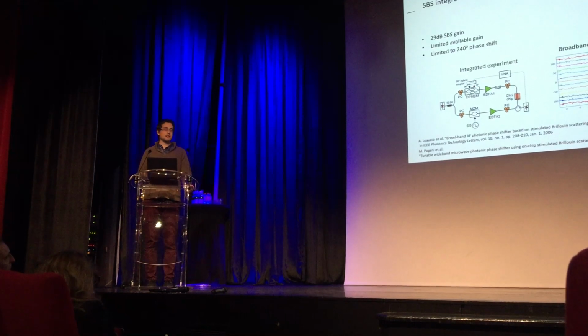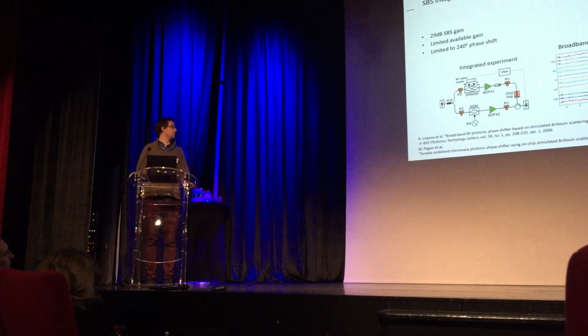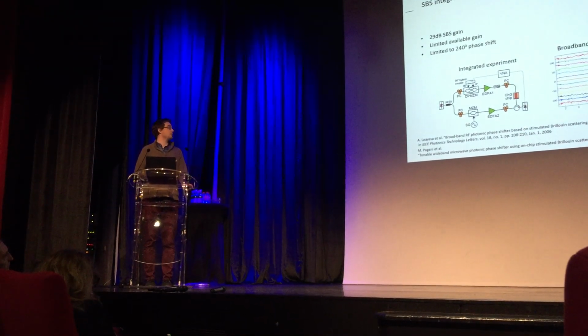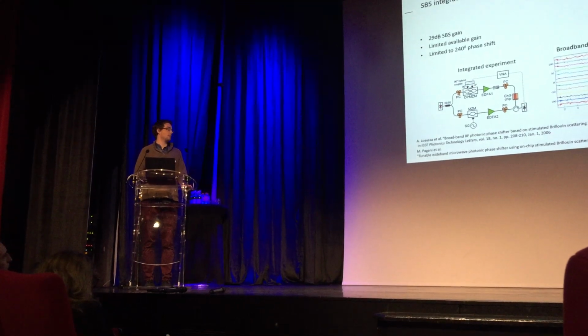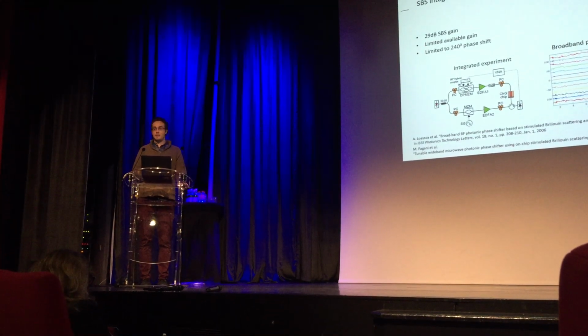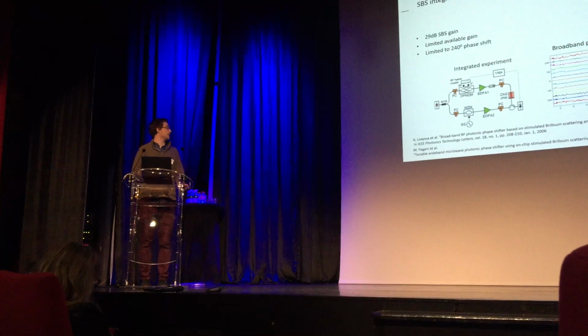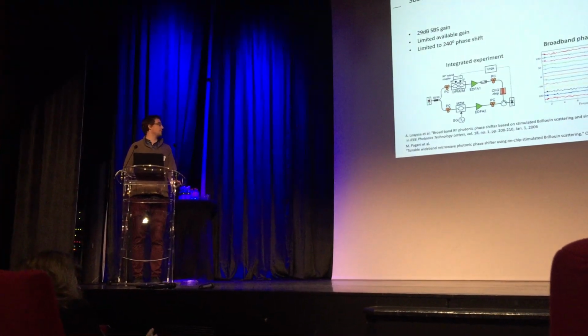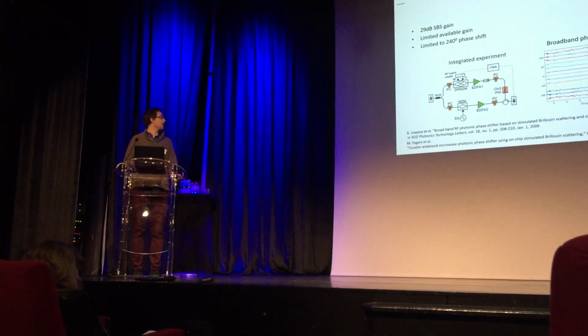So this is some really nice work by the Sydney group, and here they're using an integrated chalcogenide platform to generate a broadband phase shift using stimulated Brillouin scattering. However, they're limited due to gain, or the available gain, and they're only able to achieve a 240-degree phase shift.